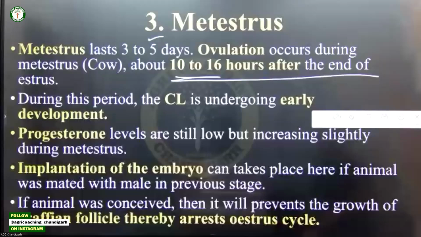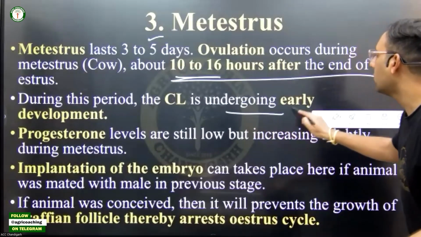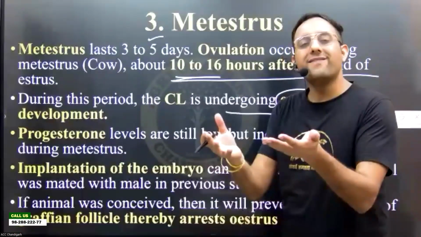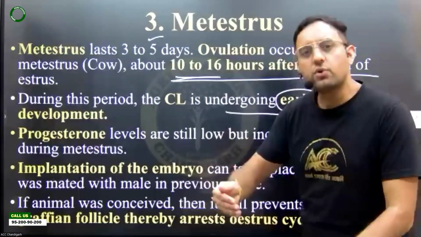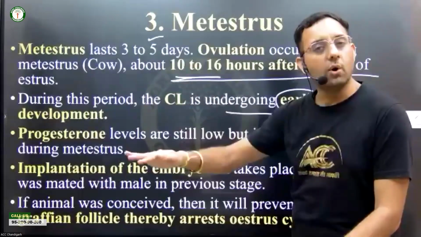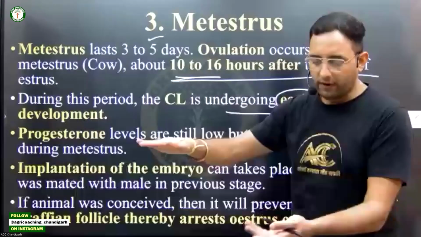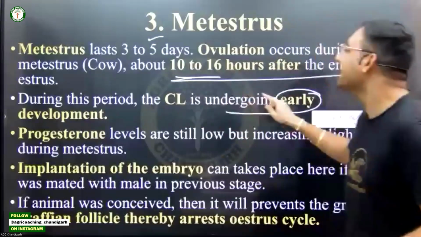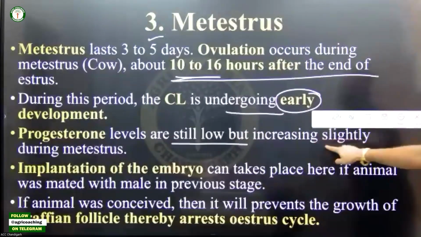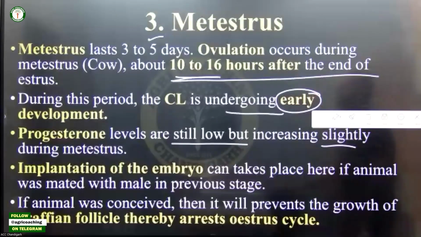I said 12 hours. So on average 12 hours, otherwise 10 to 16 hours after the end of estrus, ovulation will occur. During this period, the CL is undergoing early development. CL is not yet developed. Progesterone levels are not higher right now, but progesterone is getting produced slightly, and estrogen is almost over. So estrogen is about to be over and progesterone is starting. So here the CL is undergoing early development. Progesterone levels are still low, but increasing slightly during Metestrus.